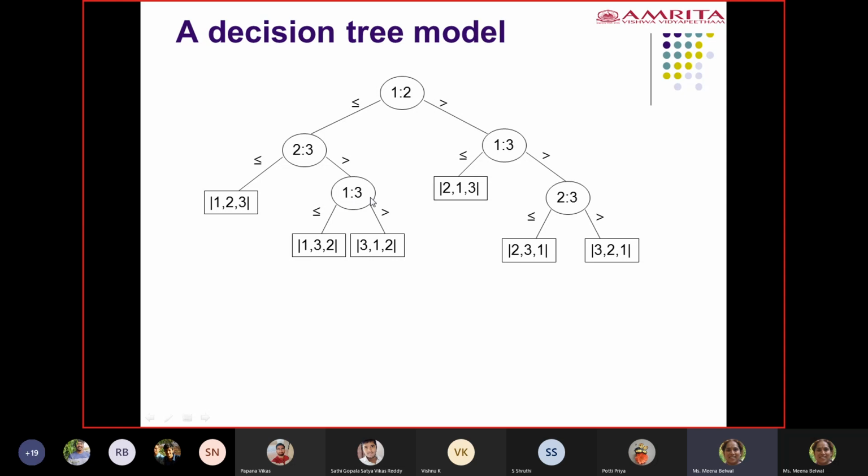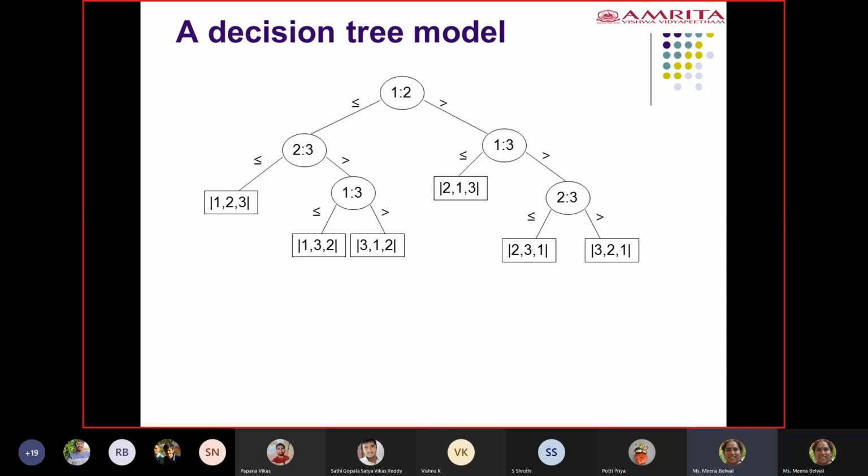And if 1 is greater than 3, then 3 will come first. And I already know 1 is less than 2, so 1 will come here and then 2 is going to come here. Okay, so basically what is going to happen here ultimately is, this is a binary tree, a decision tree model, wherein in my input there are only 3 elements.